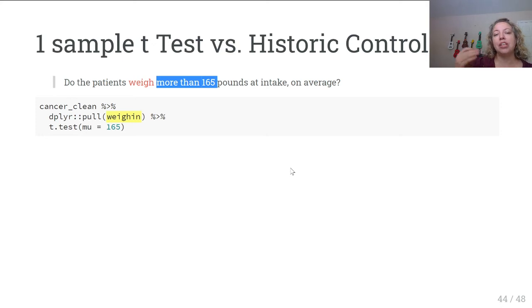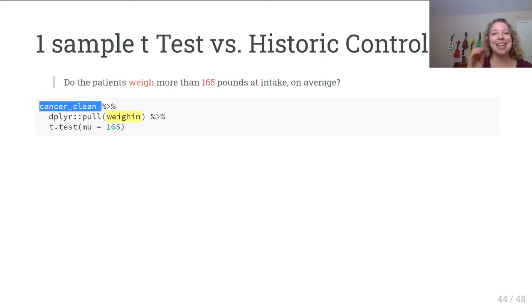It says specifically more than 165. But due to tradition, we're going to do a two-tailed test, which is the default. So this code's going to look very similar to a lot of the code we've seen before. We're going to always start with the name of the data set, and then we are going to pipe it into, we need to pull out the variable we're concerned with.